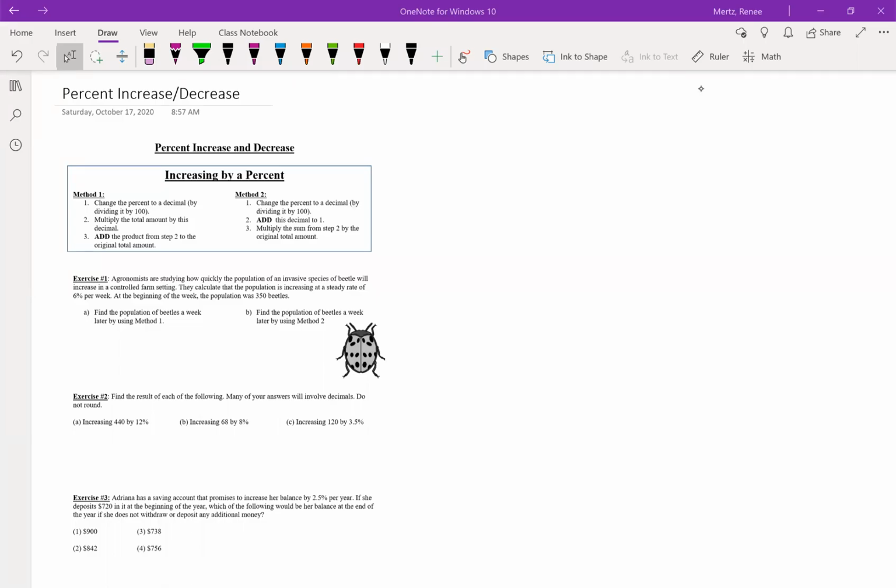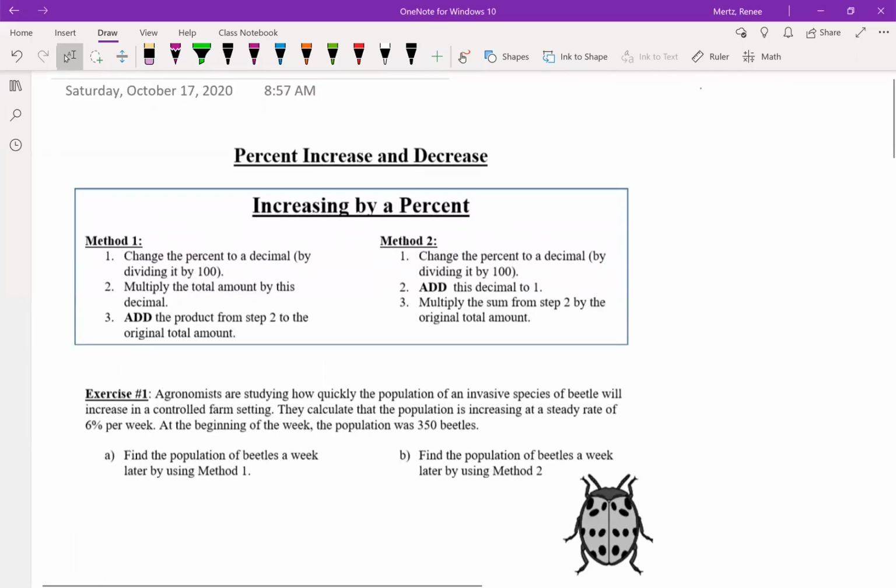All right, today we're going to talk about percent increase and decrease and how to do this in one step. My favorite is to do method 2. I change the percent to a decimal by dividing it by 100, and then I add 1 to the decimal. This is the shortcut for how to do it.